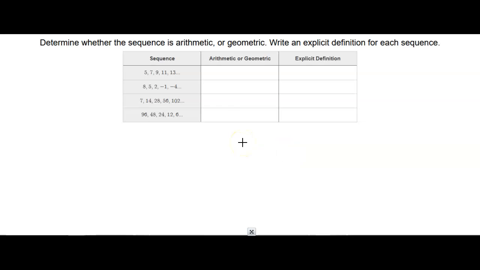Hey guys, I wanted to give you a little bit more practice and a little bit more guidance on the arithmetic and geometric explicit definitions. So the first thing that we always want to do is determine whether the sequence is arithmetic or geometric. Remember, if a sequence is arithmetic, then that means that we are adding a constant every single time.